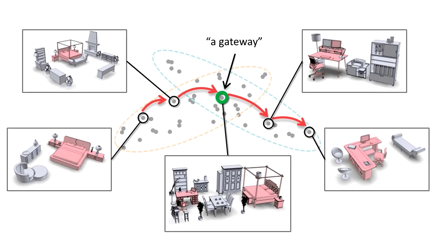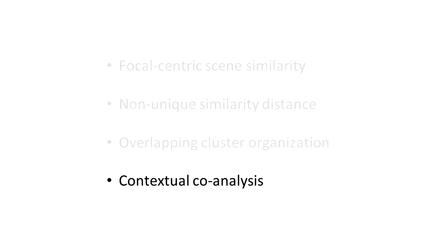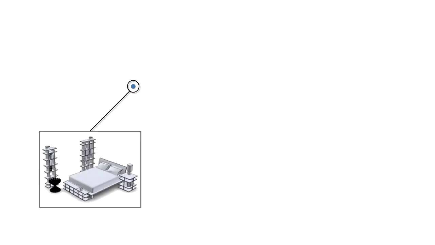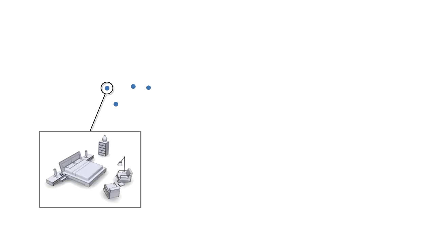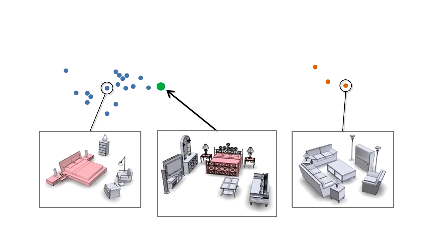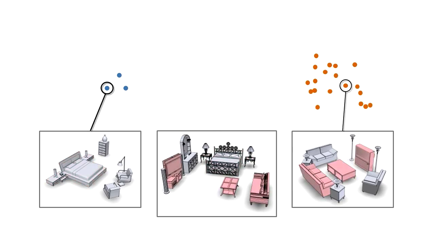The last feature of our work, no less important, is that the focal points are extracted contextually. For example, if the collection contains many bedrooms, then the bed-nightstand combo is both frequent and representative. They become a focal point. If the number of living rooms becomes significant, then the TV-sofa combo is likely a focal point. If both room types are prominent, then the two focal points coexist, with hybrid scenes straddling between the respective clusters.